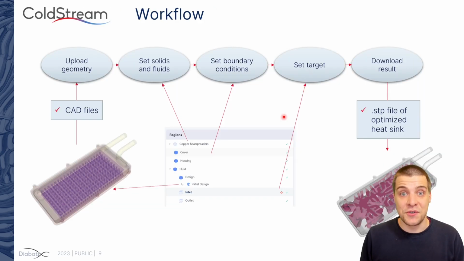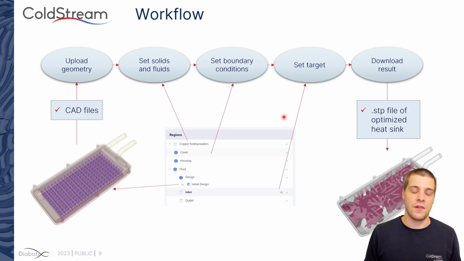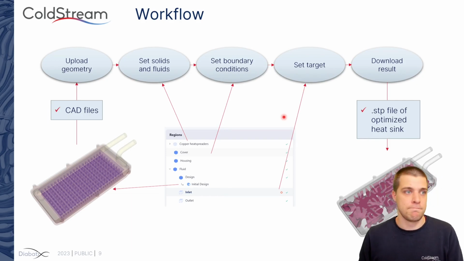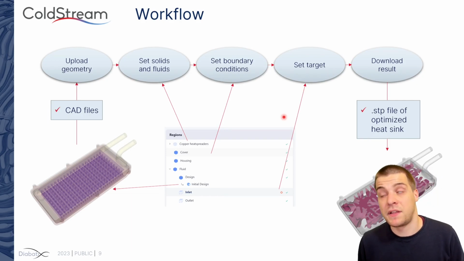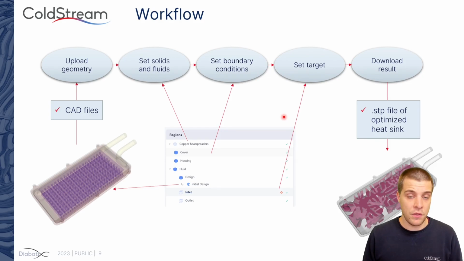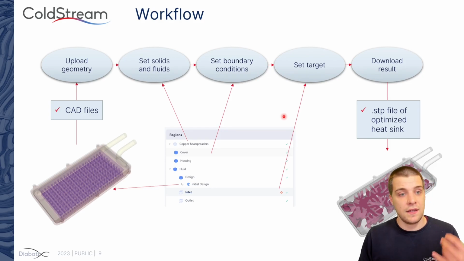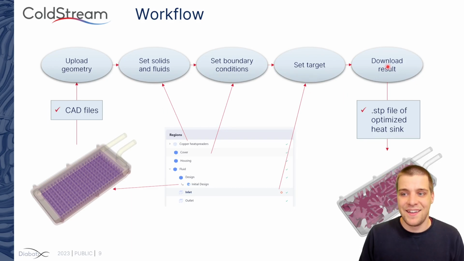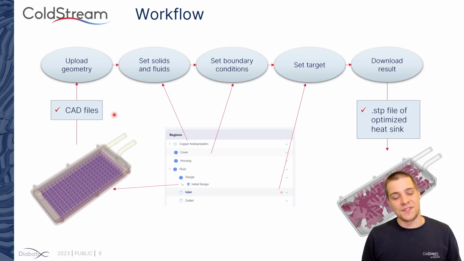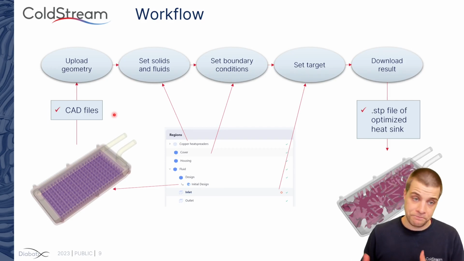You might think to yourself, you need a PhD for it. Not at all. ColdStream took great strides into automating basically all of the repetitive stuff. The only things that you have to do as a user is to follow basically four or five steps, depending on if you include downloading results as a step.